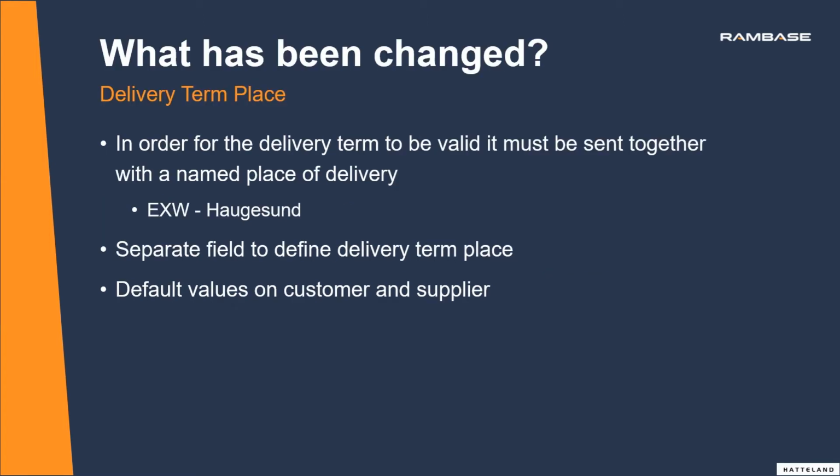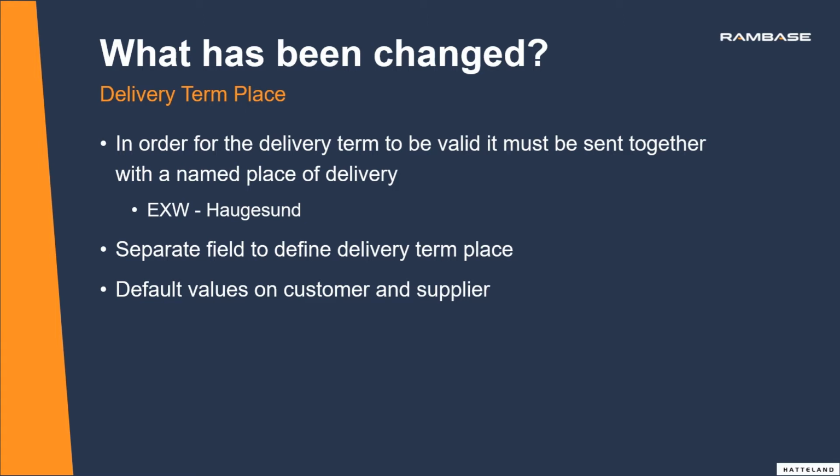So, what has been changed? In order for the delivery term to be valid, it must be sent together with the place. If we look at the example described here, Xworks Haugesund, the delivery place here will decide where you, as the seller, leave the goods for a pickup by the buyer. So in this case, this will be Haugesund.